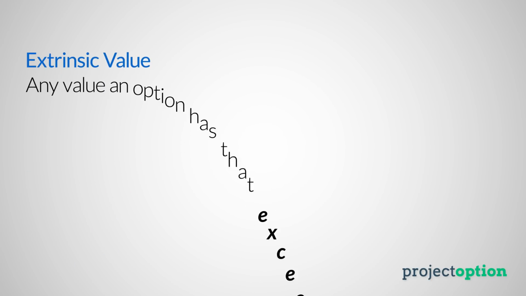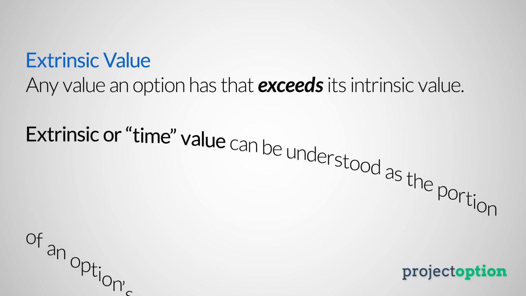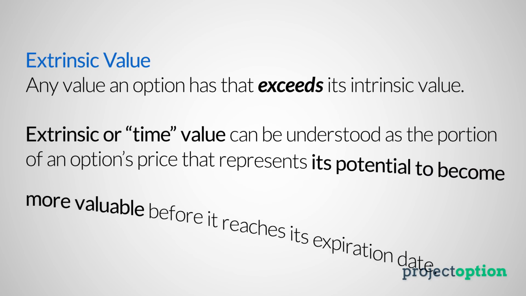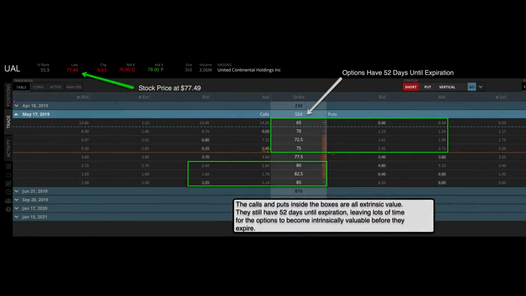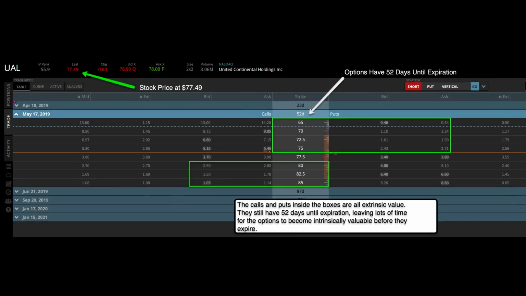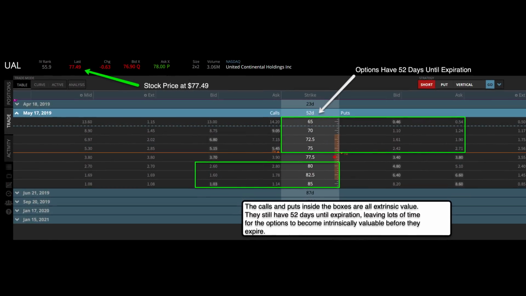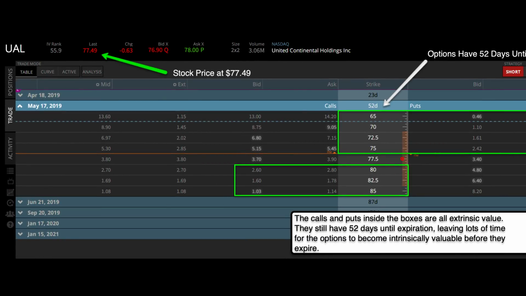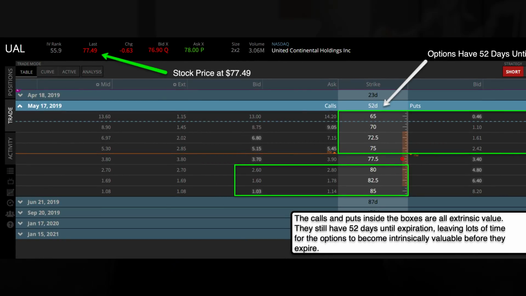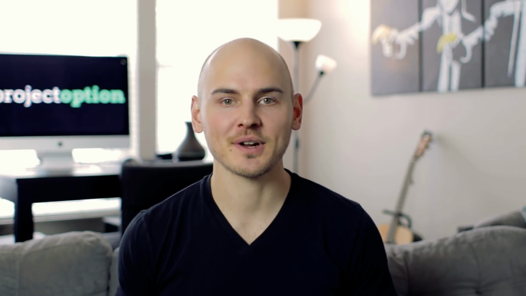An option's extrinsic value is the portion of the option's price that exceeds any intrinsic value that it has, and extrinsic value can be interpreted as the option's potential to become more valuable before it expires. So just because an option is worth $5 and has $0 of intrinsic value, it doesn't mean that the option is worthless because let's say it has 60 days until expiration. That means there's 60 days left for the stock price to move up or down, in which case that option could become more and more valuable and hopefully take on intrinsic value before it expires.